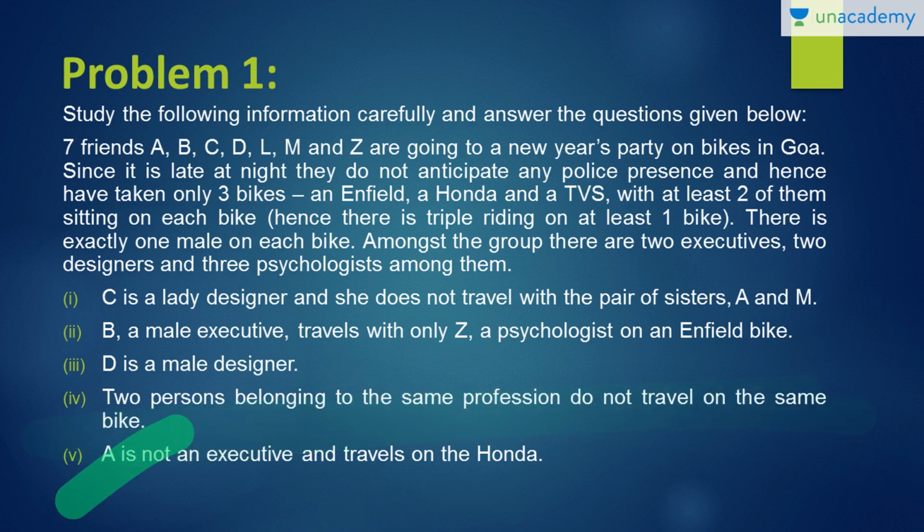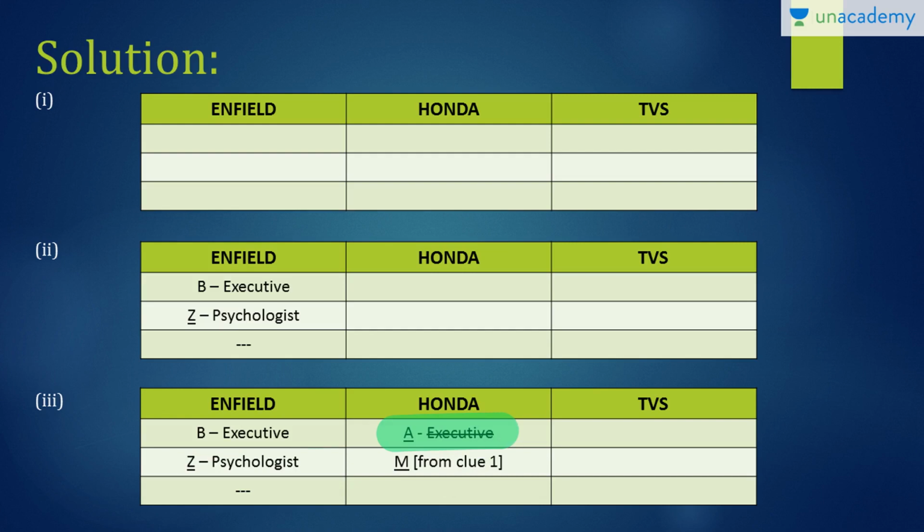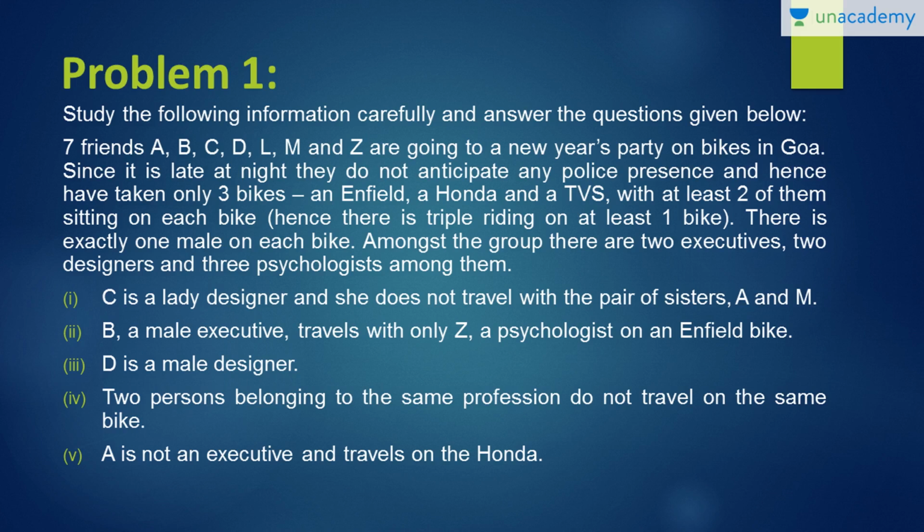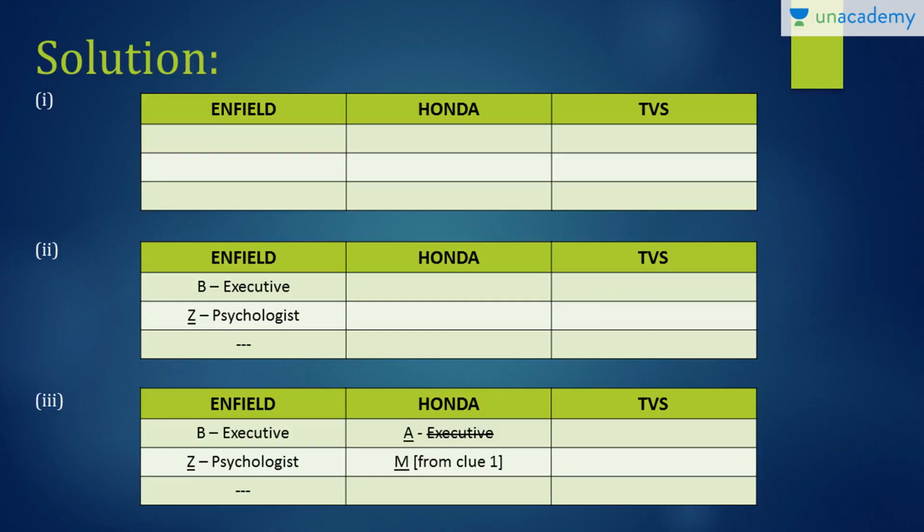Last clue, A is not an executive and travels on a Honda. Okay, so I can put A on a Honda here. I have put A, and that she is not an executive. How do I know that she is a female? Because from the first clue I know that the pair of sisters A and M travel together and not with C. So here I have put A and M together and underscores for both of them since they are females.